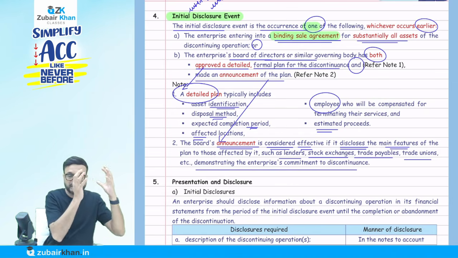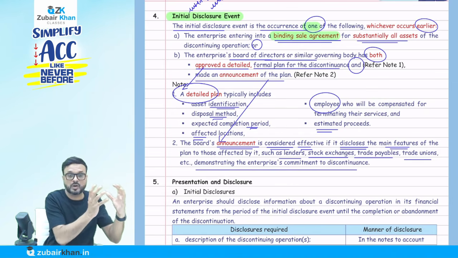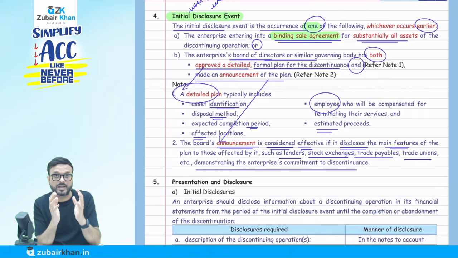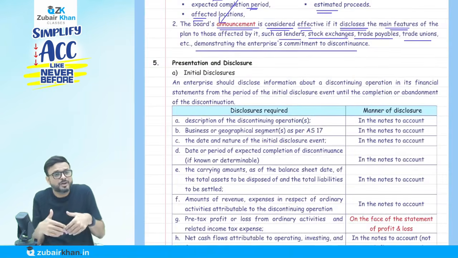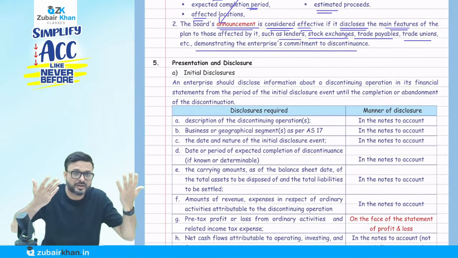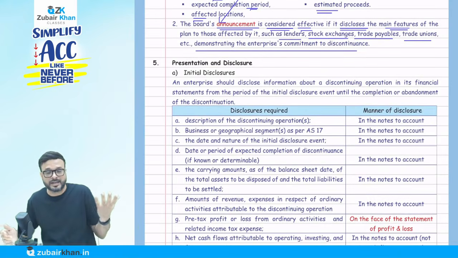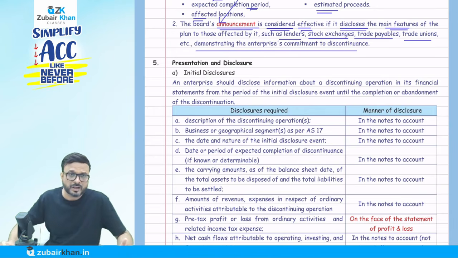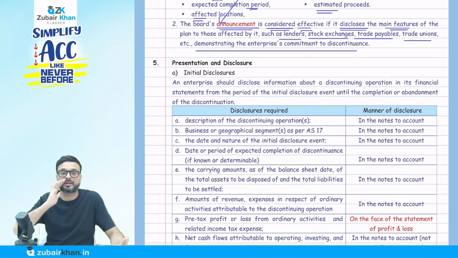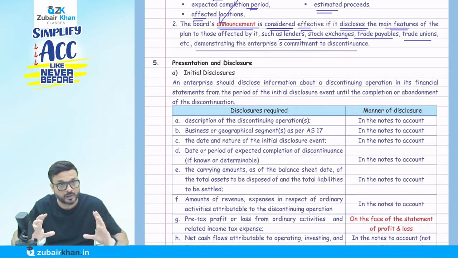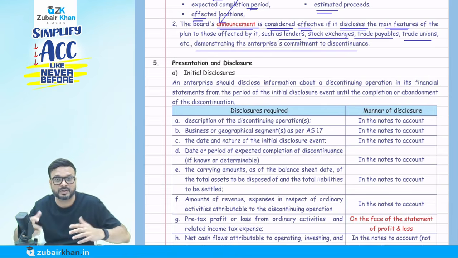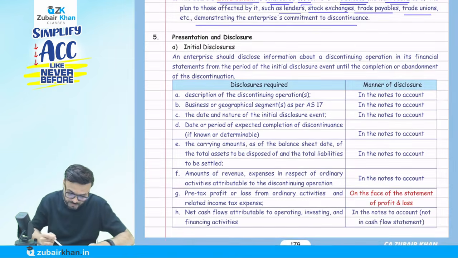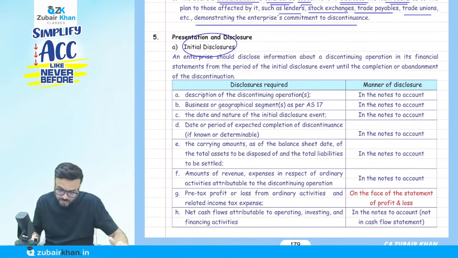So first we discussed what a discontinuing operation is. Second, we discussed what the initial disclosure event is. Now the last step: what should we disclose? Yes, the initial disclosure event happened. Now we have entered into a binding sale agreement, or we made a detailed plan and made the announcement. Now it has happened. What do we have to disclose? So they say we have to disclose the initial disclosure.